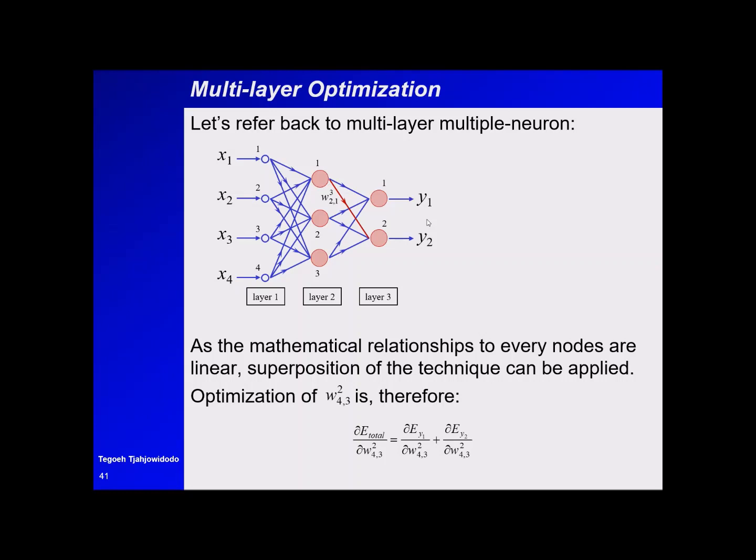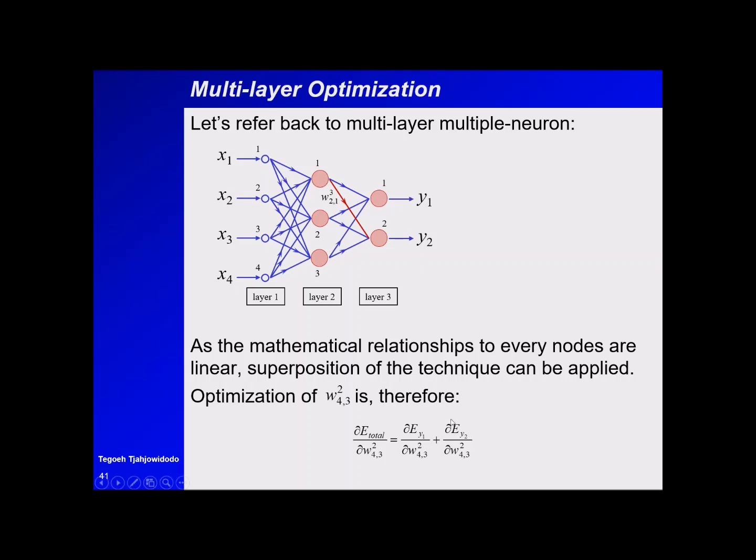The difference is only the error that you have to take into account when you want to update the weightage. You have to consider the error on both outputs here. Why? Because let's take one of the weightages in here. This weightage will contribute to this error, but it also contributes to this error. This weightage will contribute to the output Y1, but it will also contribute to the second output, Y2.